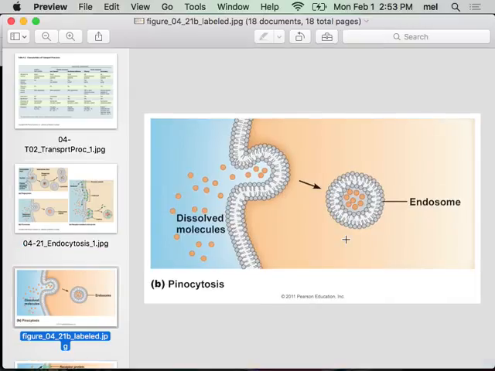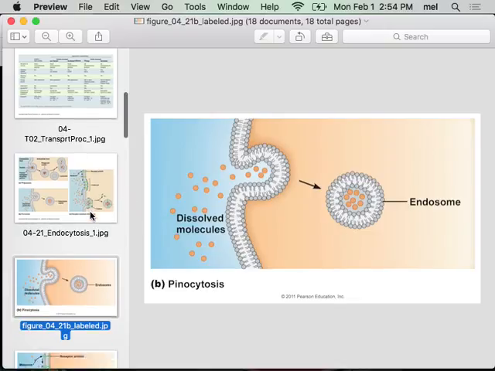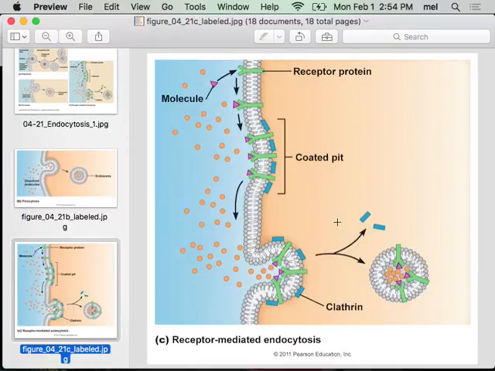Pinocytosis is when you just fold around the extracellular fluid which has something dissolved in it, and you bring in a bubble of fluid, but it's dissolved, it's not in big chunks, right? So that's pinocytosis. And then the slowest kind is called receptor-mediated endocytosis.